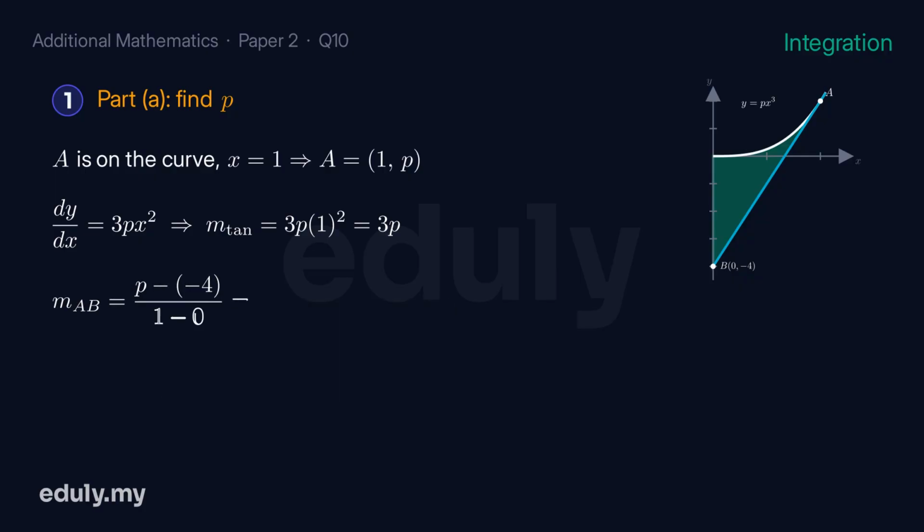As the straight line through A and B, rise over run gives p plus 4. They're the same line, so the two gradients are equal. Solve and p is 2, so the curve is y equals 2x cubed, and A is the point 1, 2.